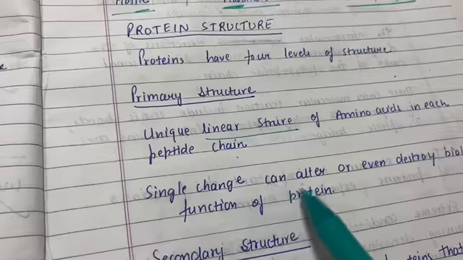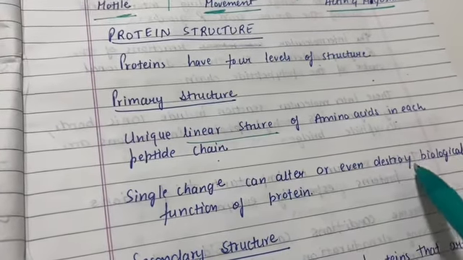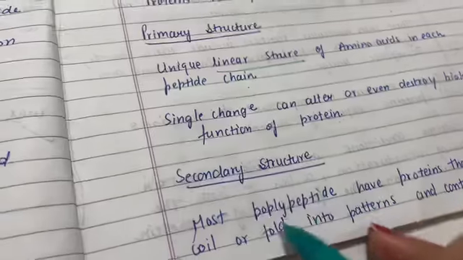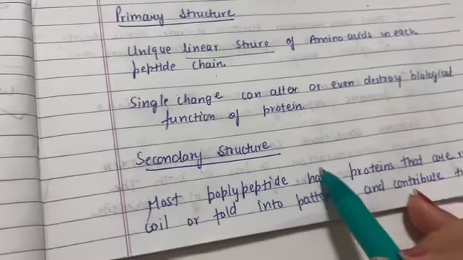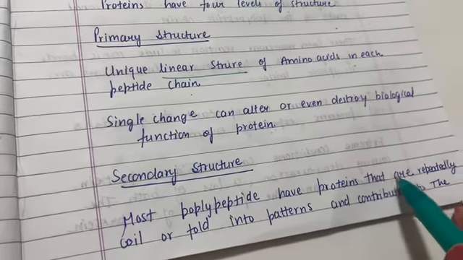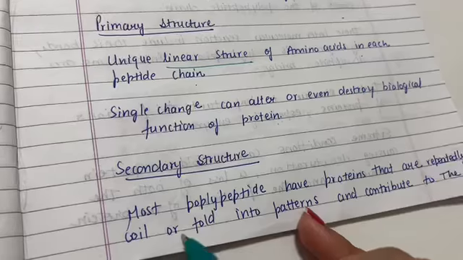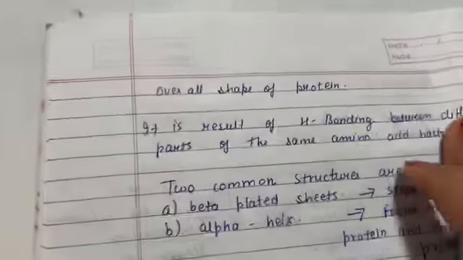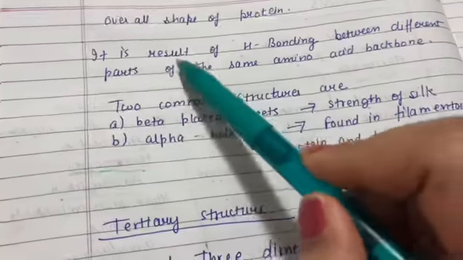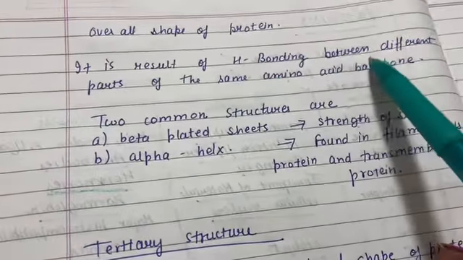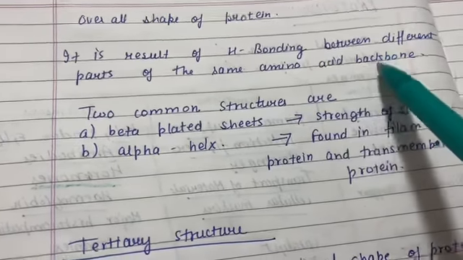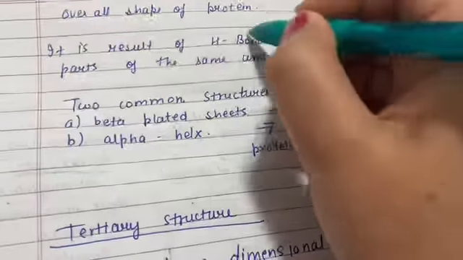A single change can alter or even destroy the biological function of a protein. Secondary structure: most peptides in proteins rapidly coil or fold into patterns that contribute to the overall shape of the protein. It is the result of hydrogen bonding between different parts of the same amino acid backbone.